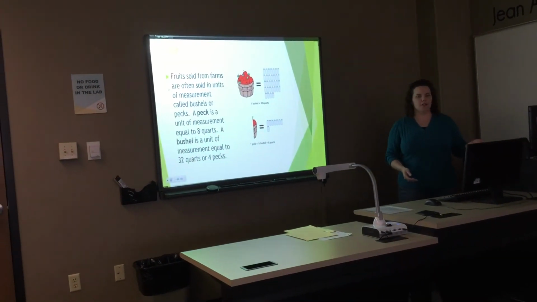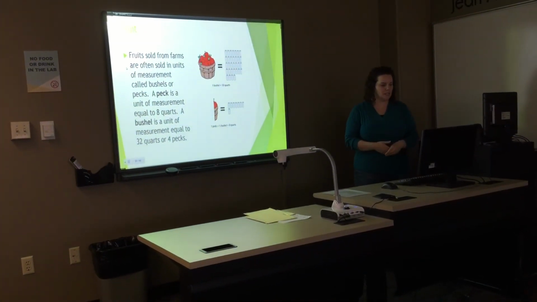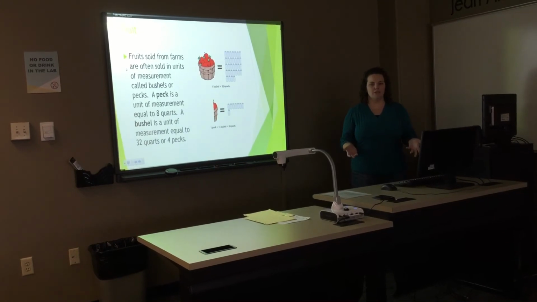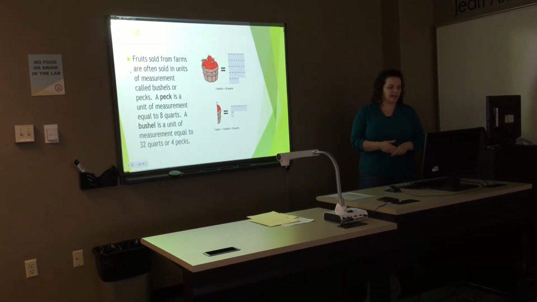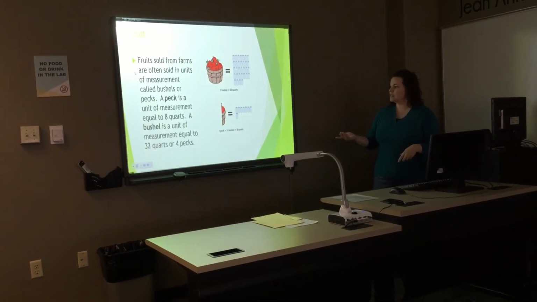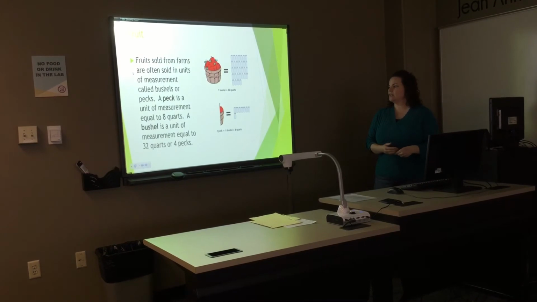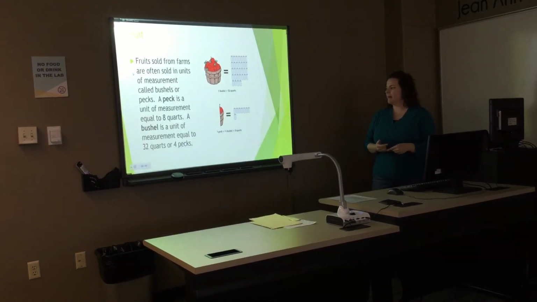So a lot of us have heard the terms bushel and peck, but maybe didn't know what that meant. But this is a measurement that farmers use to sell their fruit crops. So a peck is a unit of measurement that's equal to 8 quarts, and then a bushel is a unit of measurement equal to 32 quarts or 4 pecks.